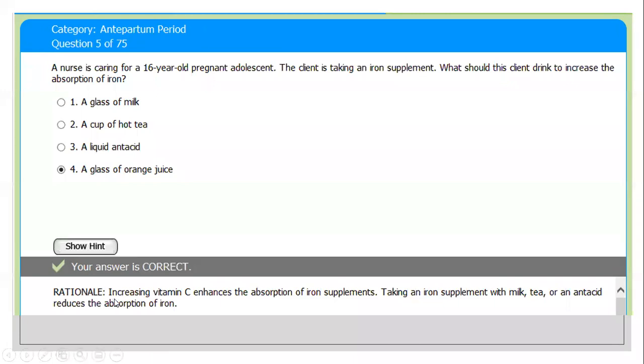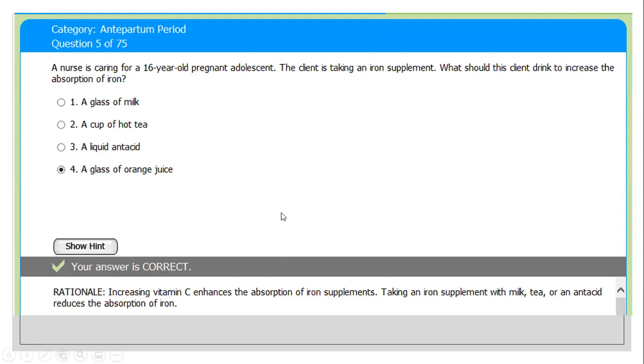So the rationale said increasing vitamin C enhances the absorption of iron supplement. Definitely orange juice contains vitamin C. Taking iron supplement with milk, with tea, or any antacid reduces the absorption of iron, right?